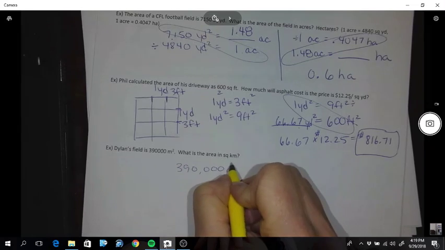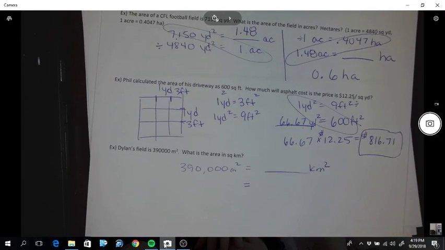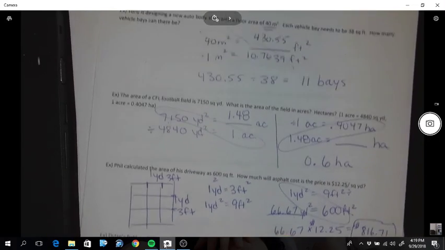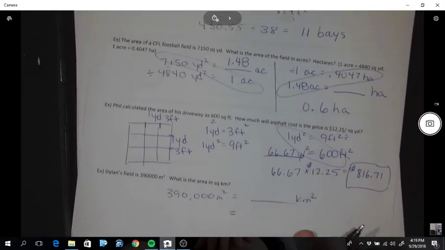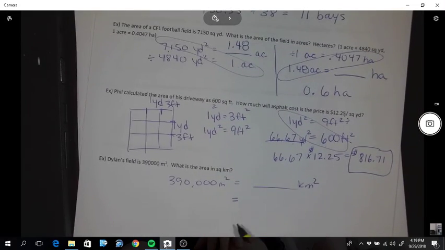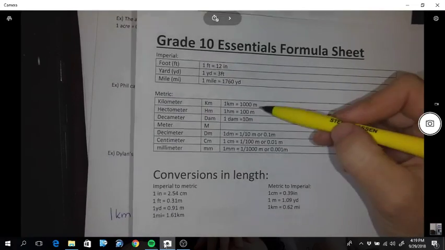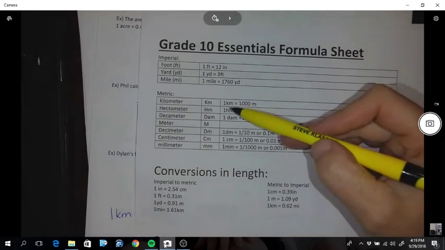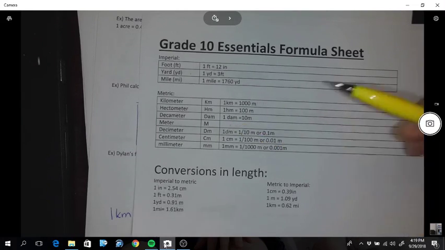Okay, last question. Dillon's field is 390,000 square meters. What's that area in square kilometers? So again, this is not a given one because it's metric to metric. So let's talk about 1 kilometer on our chart. We know that 1 kilometer is equal to 1, 2, 3 increments, so that's 1,000 meters.